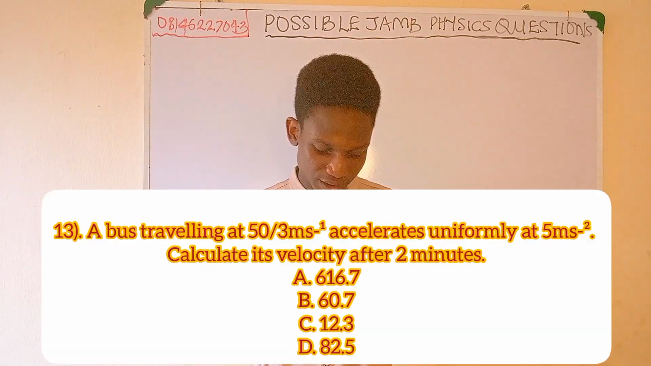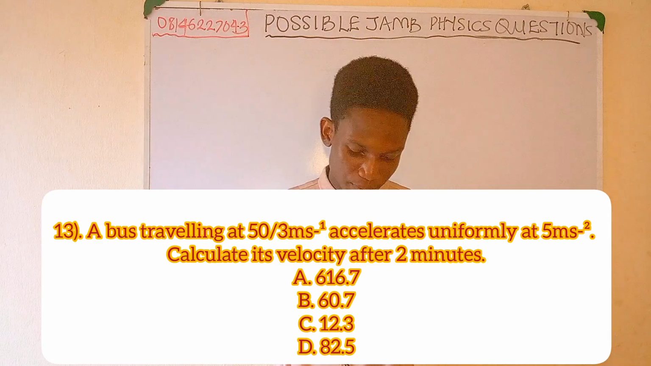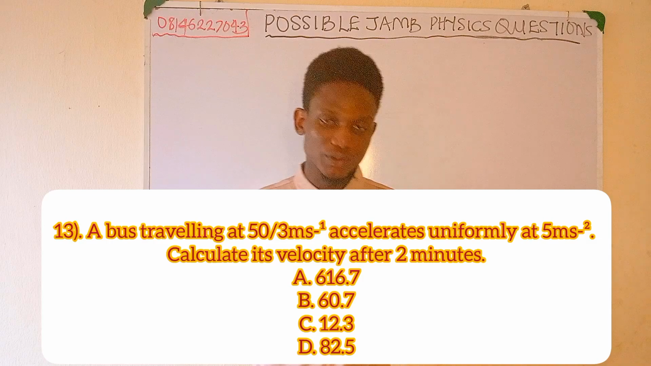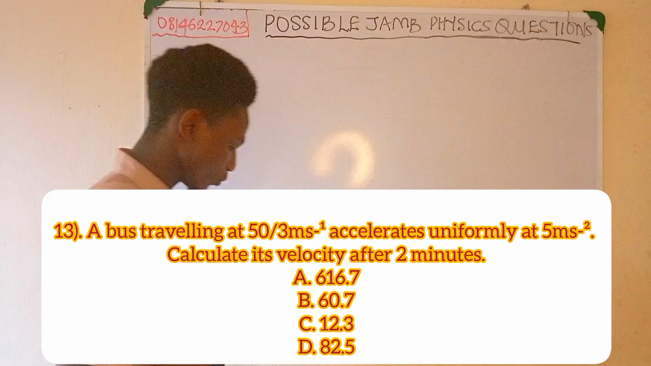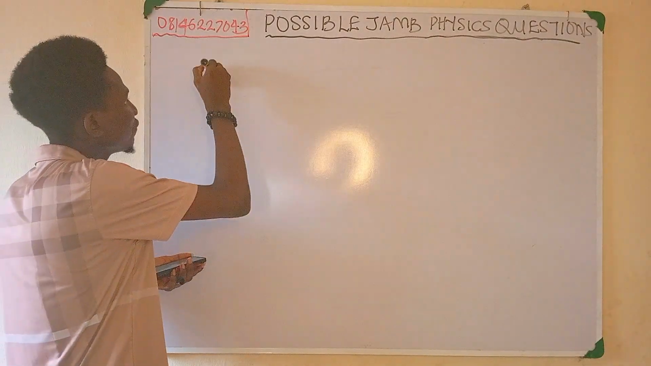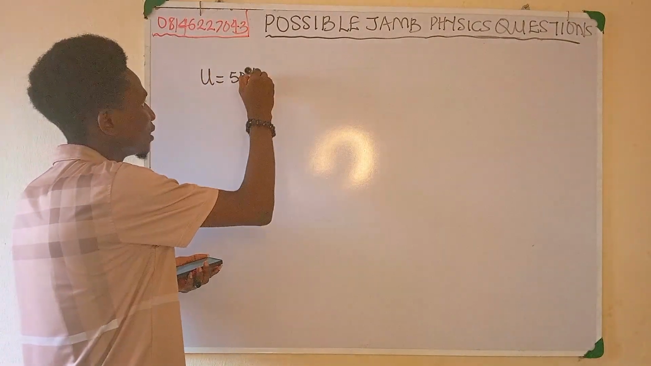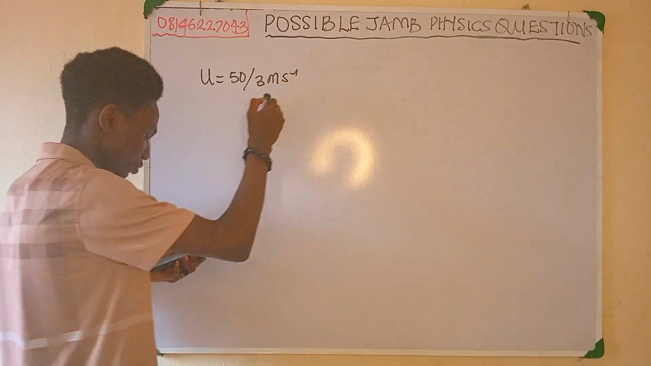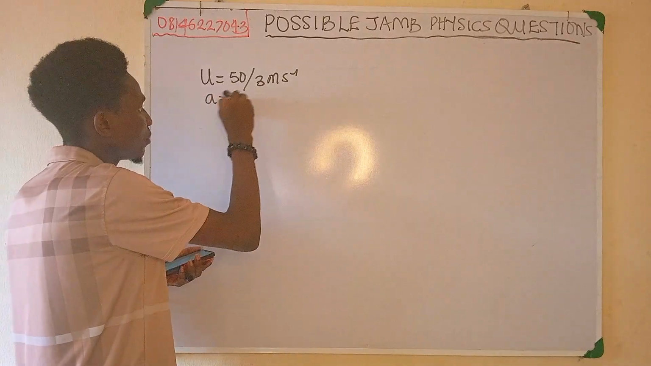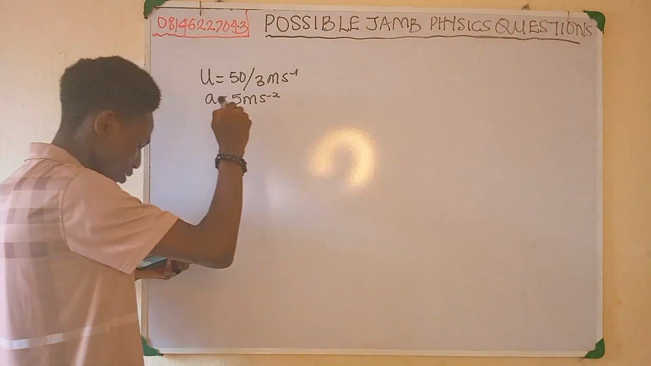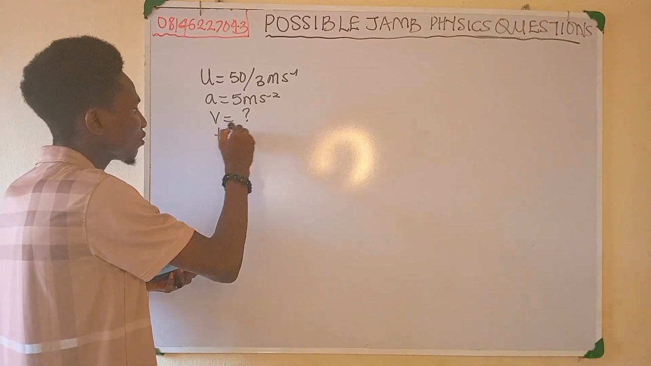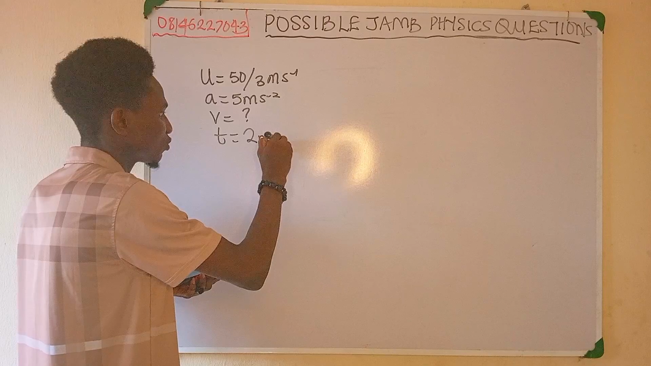All right, let's continue. Question 13 says a bus traveling at 50 over 3 meters per second accelerates uniformly at 5 meters per second square. Calculate its velocity after 2 minutes. Now, what do you do when you see questions like this? You say traveling at 50, so initial velocity is 50 over 3 meters per second. Then acceleration uniformly, acceleration is 5 meters per second square. Now, calculate its velocity after 2 minutes. So we're looking for final velocity. What is the time? 2 minutes.